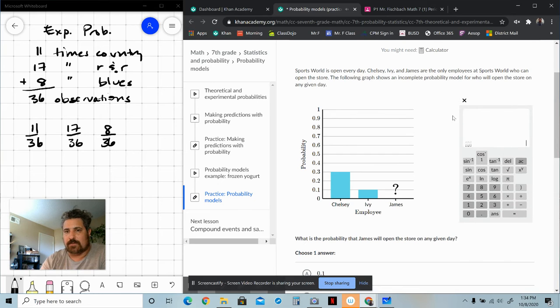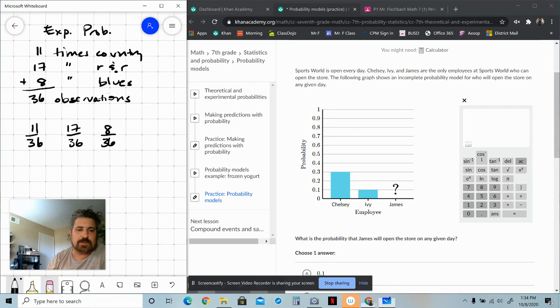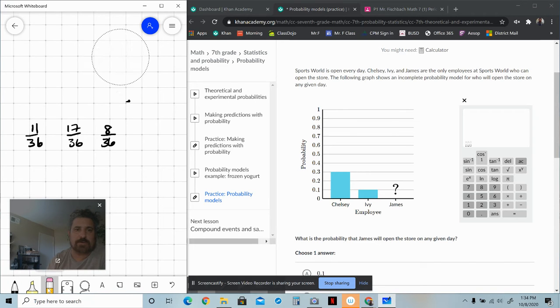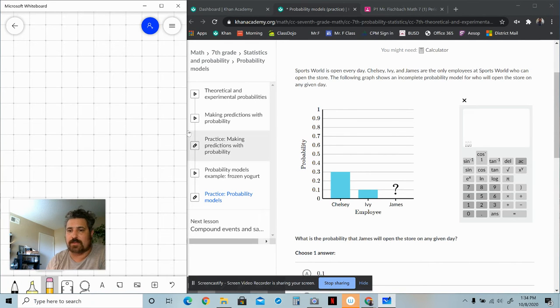For the next one here, it says the sports world is open every day. Chelsea, Ivy, and James are the only employees at Sports World who can open the store. The following graph shows an incomplete probability model for who will open the store on any given day. So this is just like that first problem we had, right, where there's a missing value, and that value has to be the thing that we add to everything else to get to 100%, right?